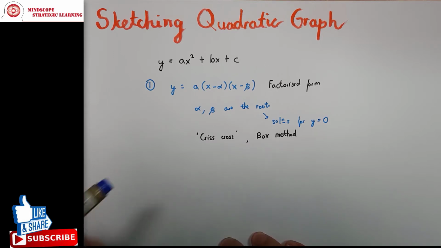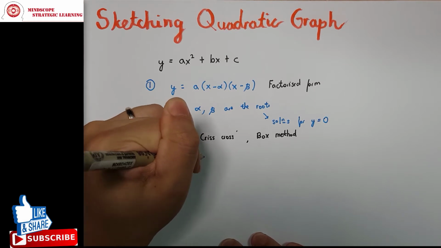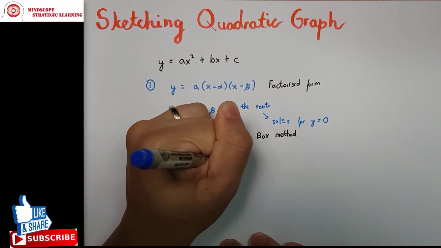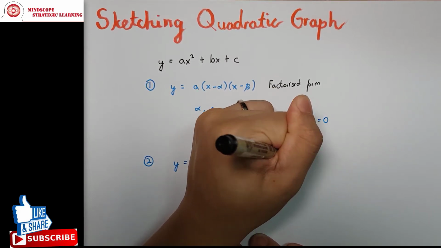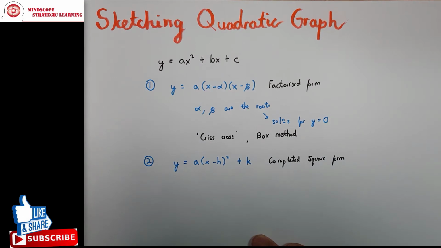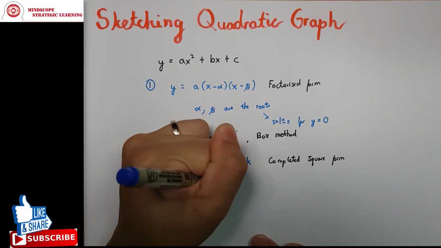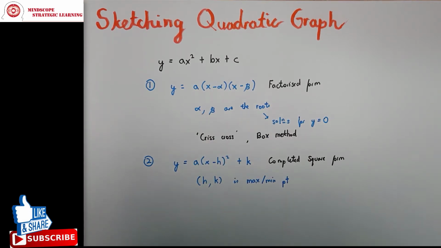Next, you can also express the quadratic in the completed square format. That will take y equals a bracketed x minus h squared plus k. Now this is known as the completed square format. In this form, we know that (h, k) is the maximum or the minimum point of the quadratic curve. To change it into the completed square form, I have made an earlier video which I will put in the link description below.